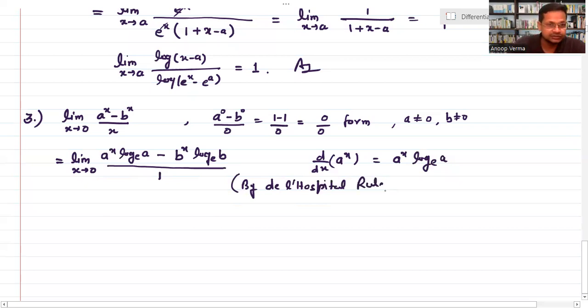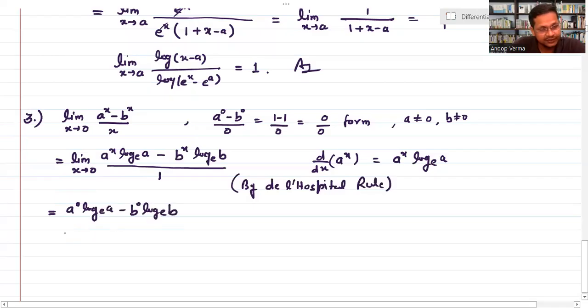Okay, so from here you can now simply apply the limit, because in the denominator there is a finite number, so we can easily get 0 or some finite number. So when you are putting x as 0, you will have here a to power 0 into log a to the base e, minus b to power 0 into log b to the base e.